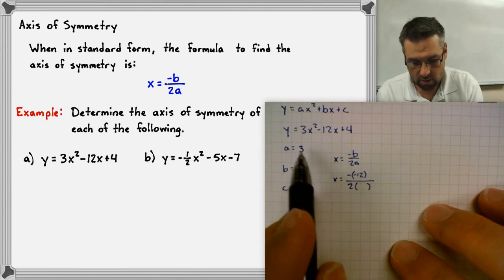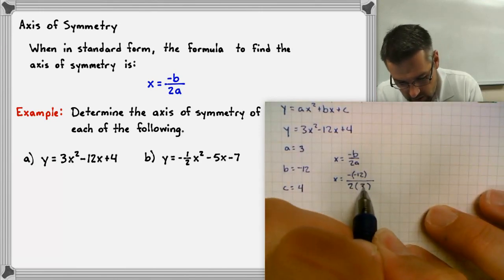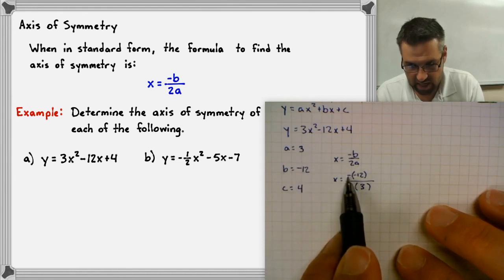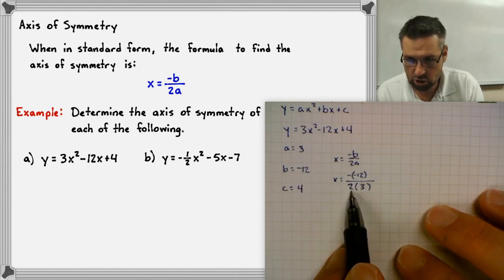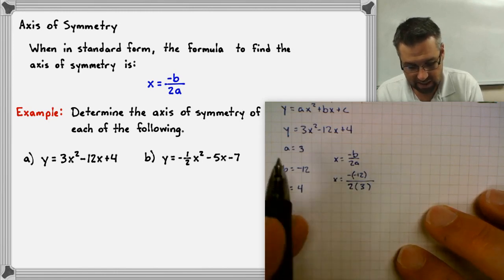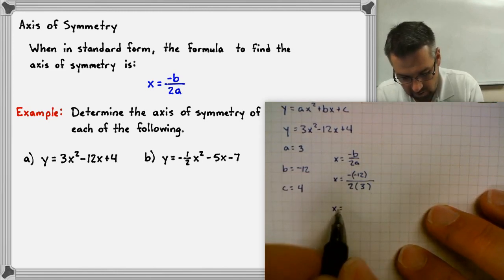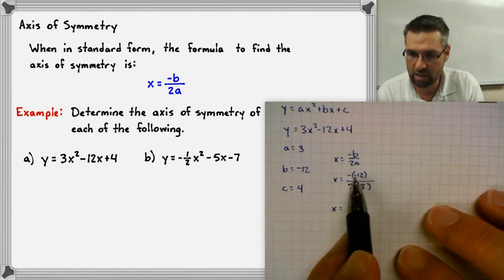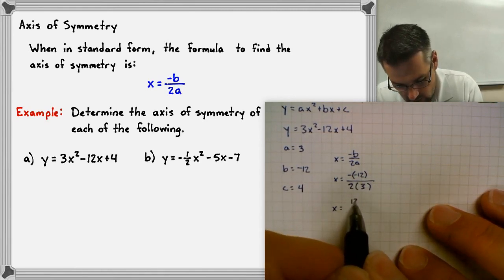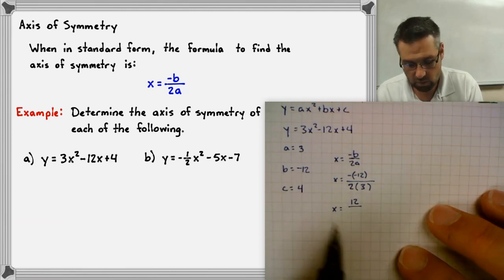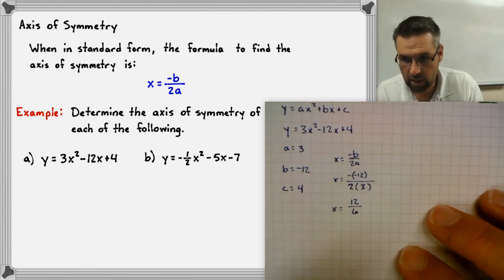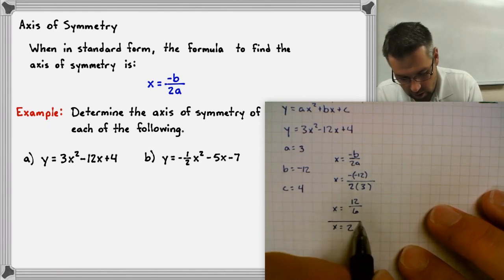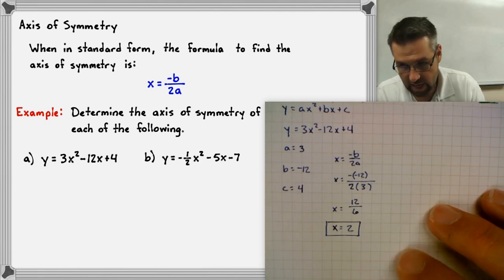What is the a value? The a value is 3, so we put that there. B is negative 12, a is 3. So we say negative b over 2a. And then we go ahead and simplify this. Well, simplifying the top, what's negative 1 times negative 12? That would be positive 12. And what is 2 times 3? Well, 2 times 3 is 6. And then we can simplify that a little bit. We can say x equals 2. So our axis of symmetry is x equals 2.